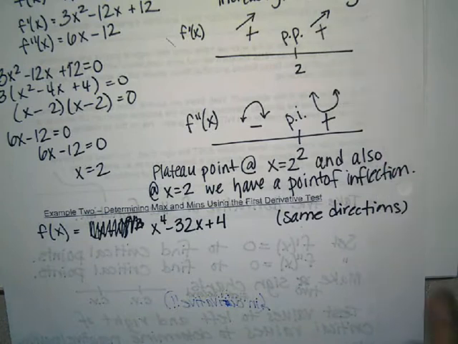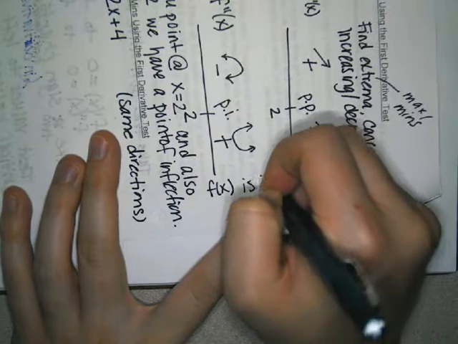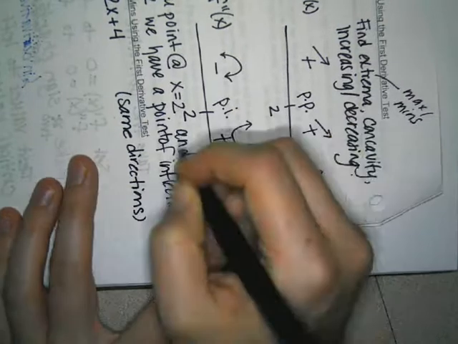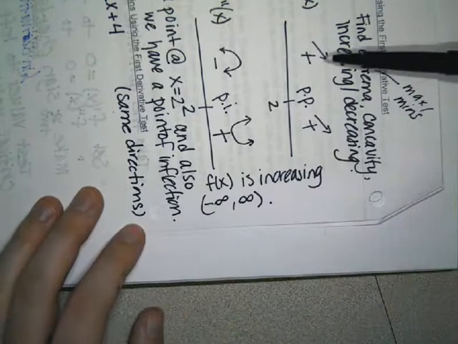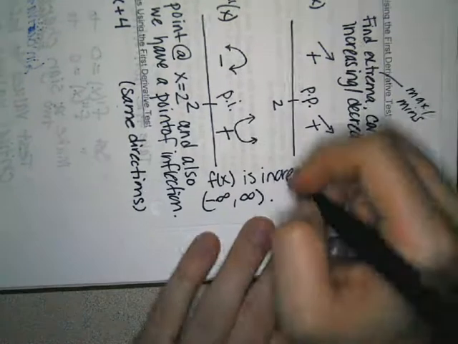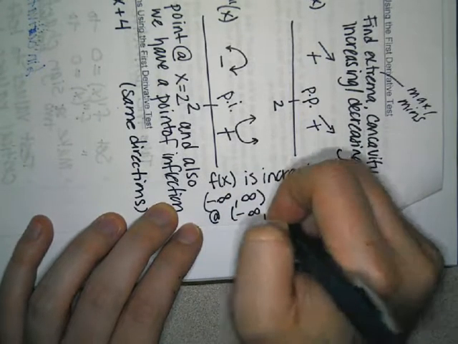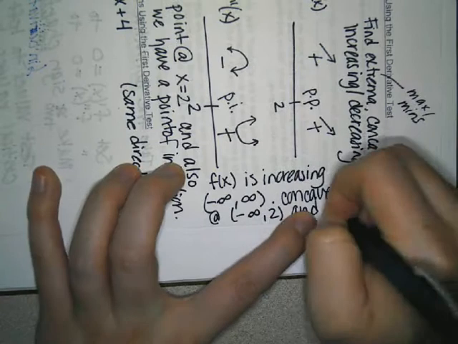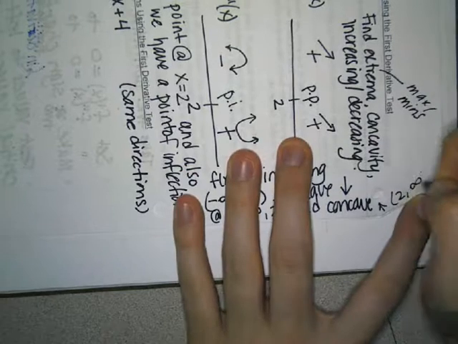Other things that I would expect you to say, and I'm going to have to move this way, is that your original function is increasing from negative infinity to infinity because we didn't have any switcheroos there. We are concave down from negative infinity to 2, and concave up from 2 to infinity.